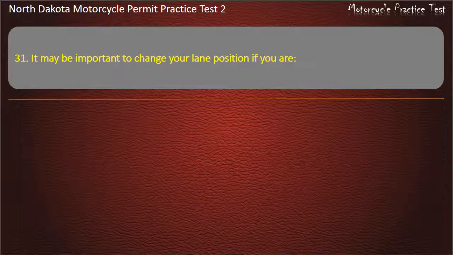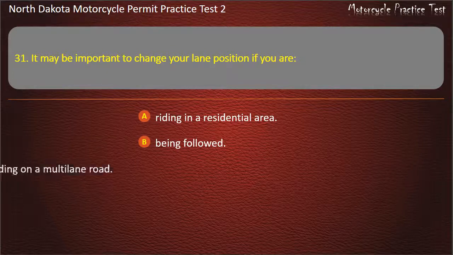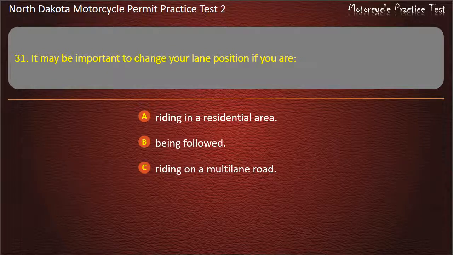Question 31. It may be important to change your lane position if you are riding in a residential area, being followed, riding on a multi-lane road, approaching a blind intersection. Answer: approaching a blind intersection.